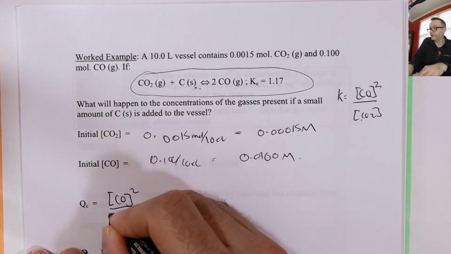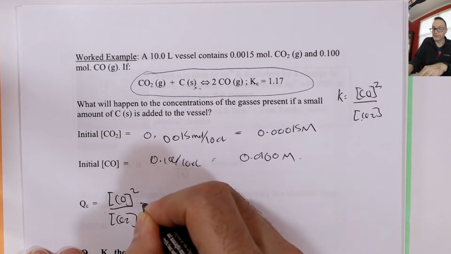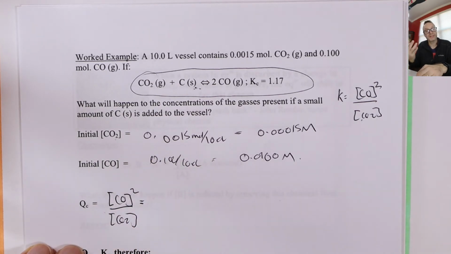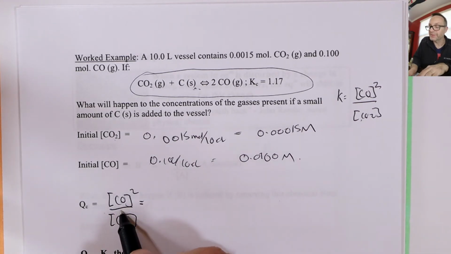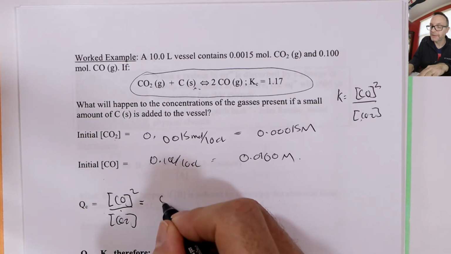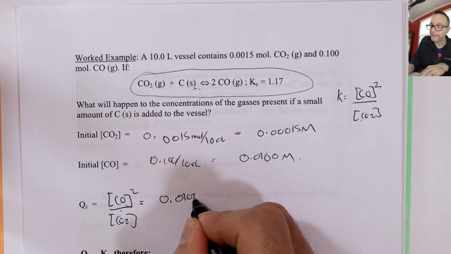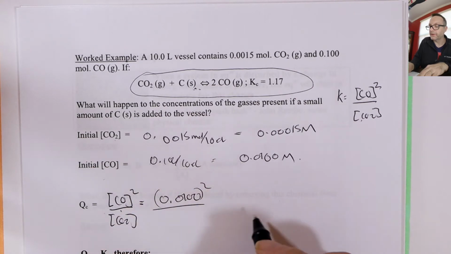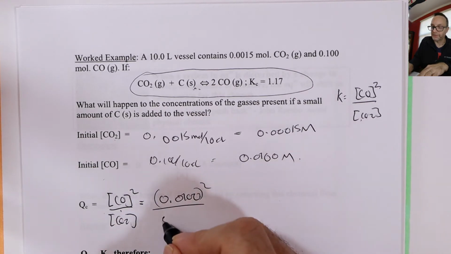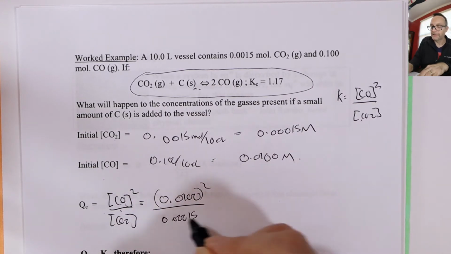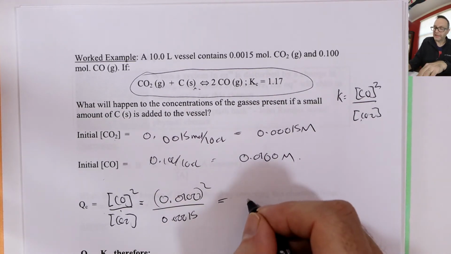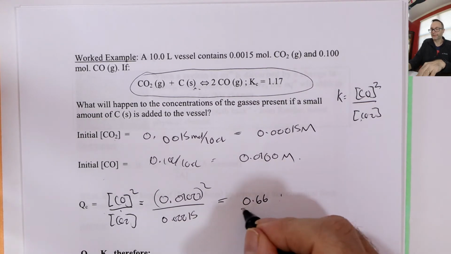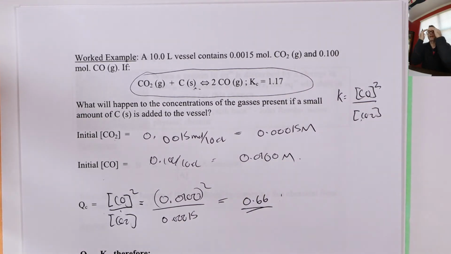CO squared over CO2, which equals, so remember, the initial condition is away from equilibrium, defined by Q. Usually we choose initial conditions for Q. So it's CO squared, 0.0100 squared over 0.00015. No units, I'm just going to leave them out. And I get, for that one, 0.66. So that's the numerical value.